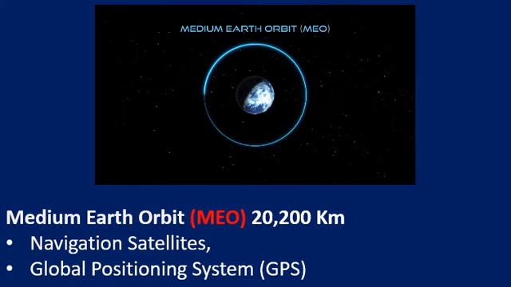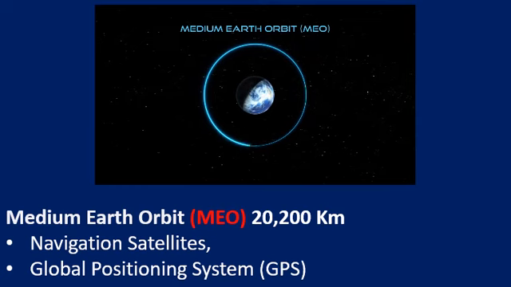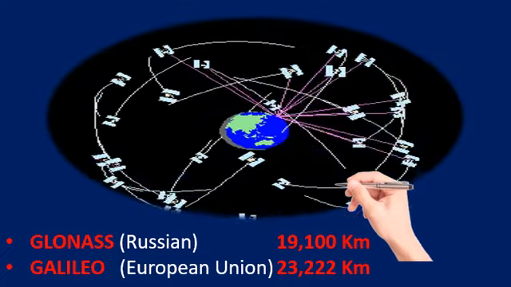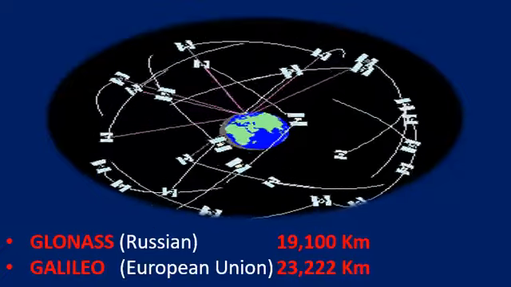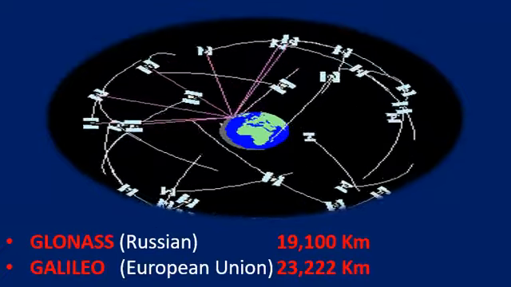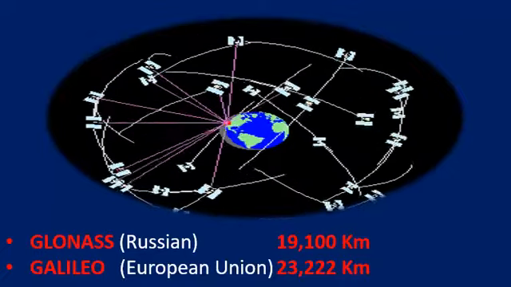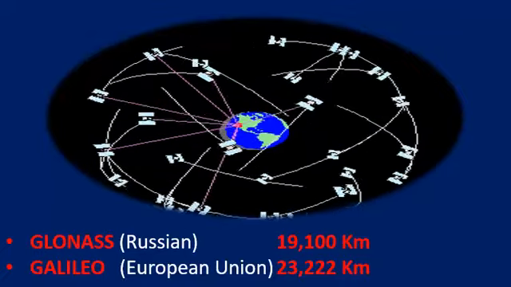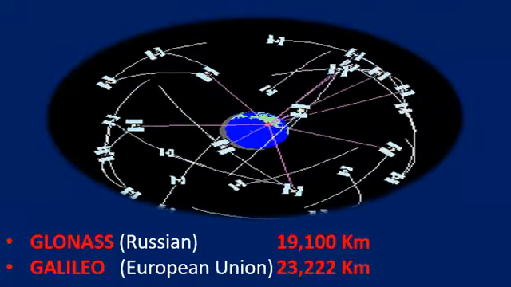Medium earth orbit, it is about 20,200 km above the earth. Navigation satellites and global positioning system GPS are mostly launched in this orbit. Most common satellites in this orbit are GLONASS, a Russian satellite with 19,100 km above the earth, and the Galileo, a European Union satellite with the height of 23,222 km above the earth.